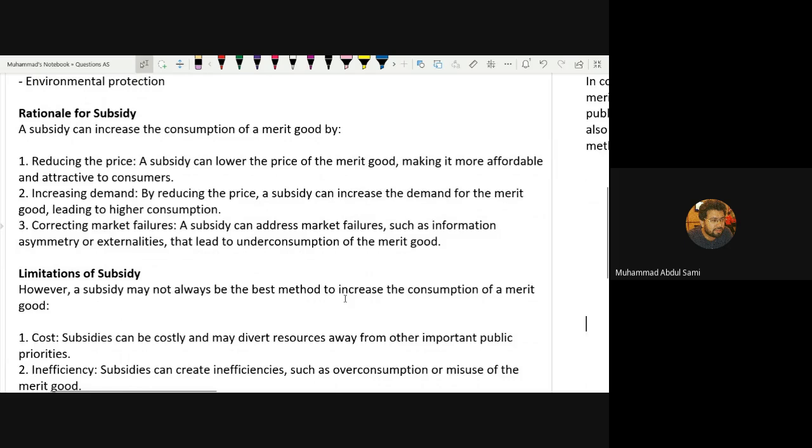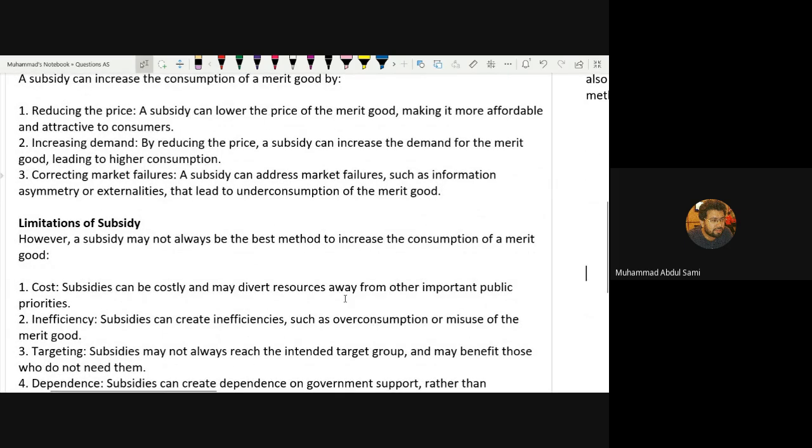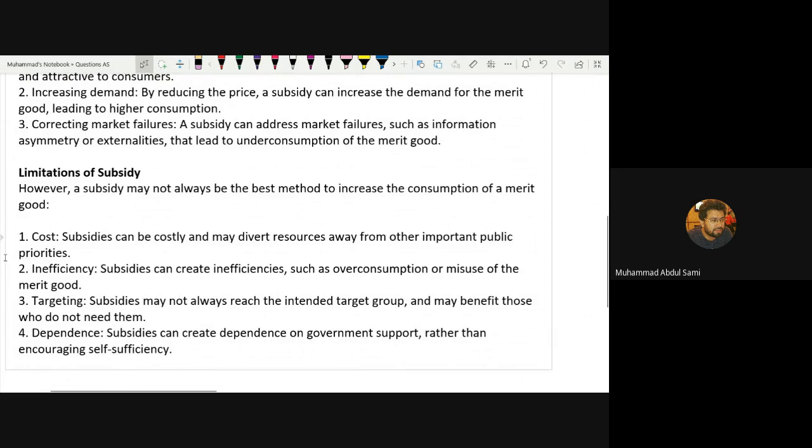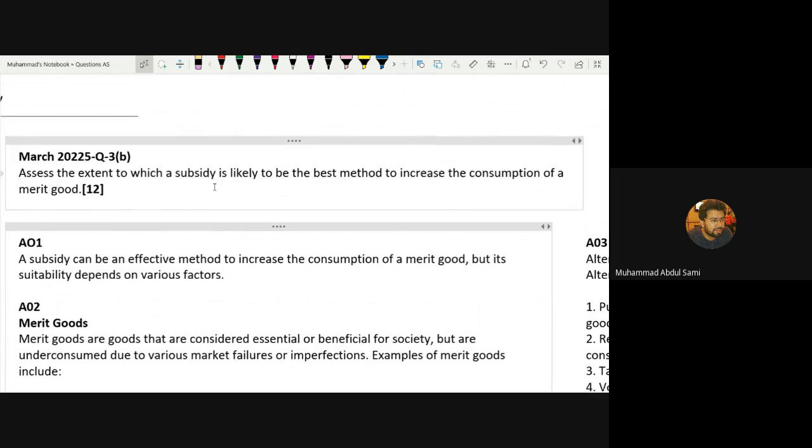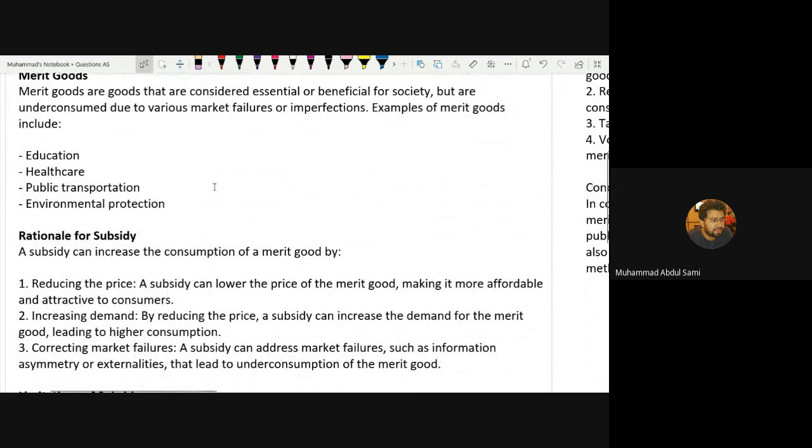Now, on the other hand, we need to establish some of the limitations of a subsidy. A subsidy may not always be the best method. This is something which you need to write, to justify that you are following the question. It is critical to know that the examiner has asked whether a subsidy is likely to be the best. So, as we have already established, in AO2 we made an absolute comparison.